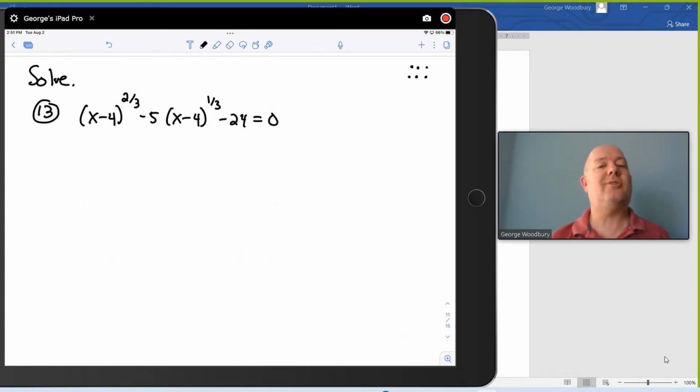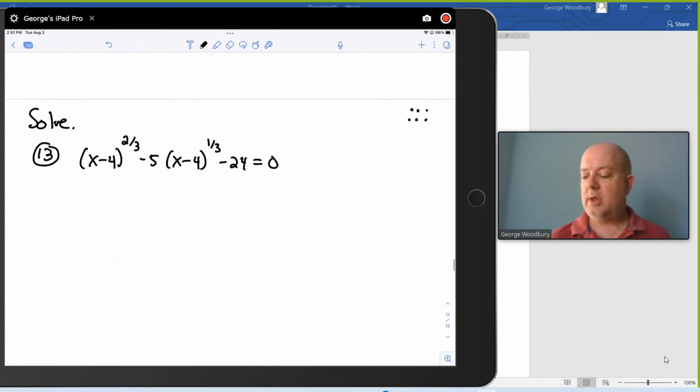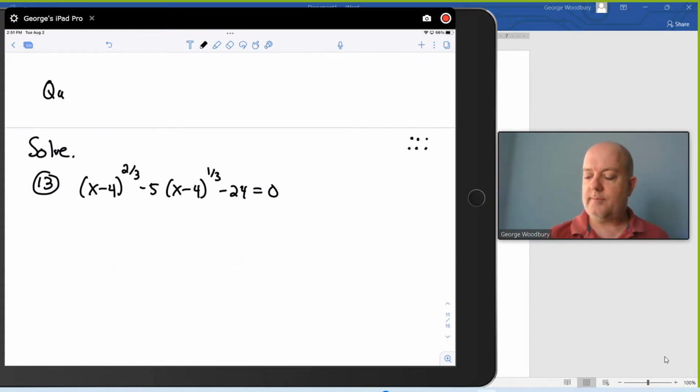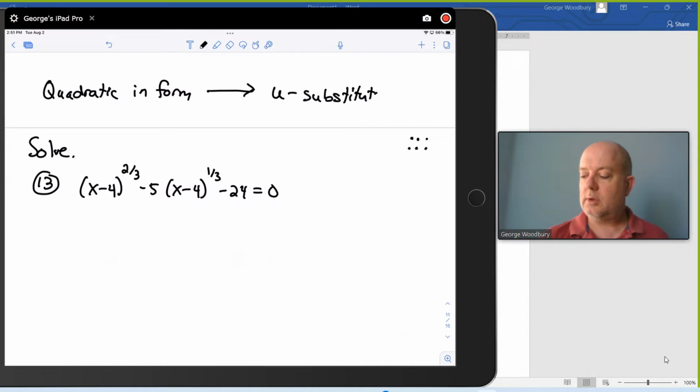How to solve equations that are quadratic in form, meaning I like to call them quadratic in hiding. We don't know that they're quadratic, but they look like they fit a quadratic pattern. Let me write that down. Quadratic in form. And the way that we're going to solve these is a technique called u-substitution. We're going to put in a new variable, u, which is going to turn the equation into a quadratic equation. We're going to solve this equation for u, and then we're going to reverse the substitution so we can get back to our original variable.